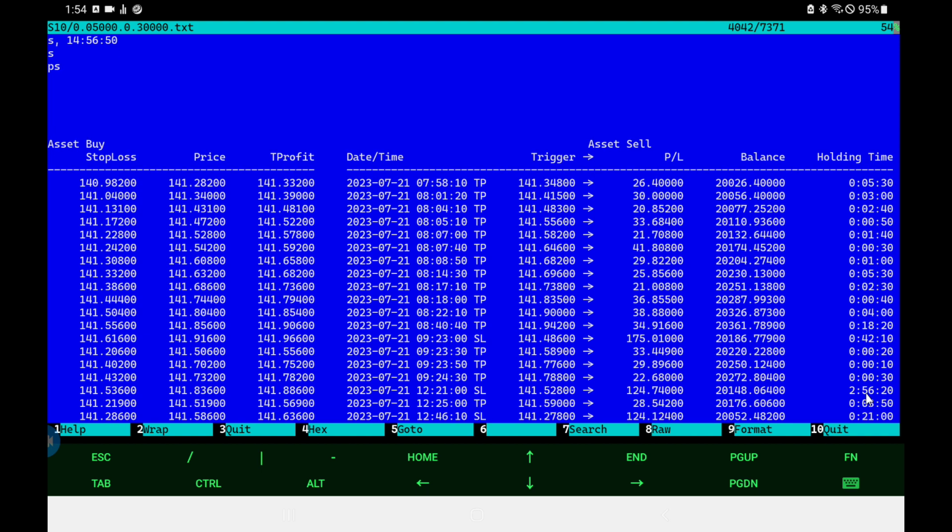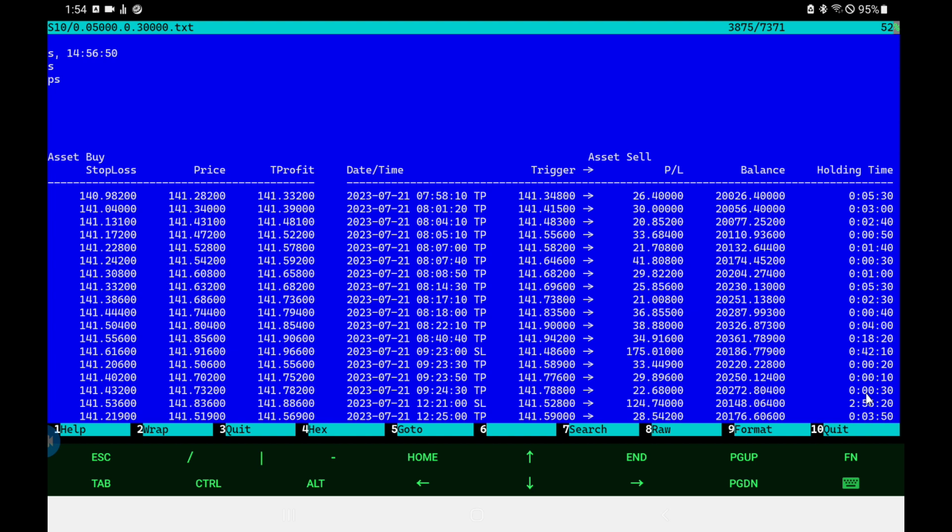Here's one. This is a stop loss, but it took 2 hours. So we are already beginning to see a pattern where stop losses take longer than take profits. If that holds true over the course of the analysis, then we begin to build a reasonable expectation of how long we should wait before we get out of the trade and just take it no matter what.